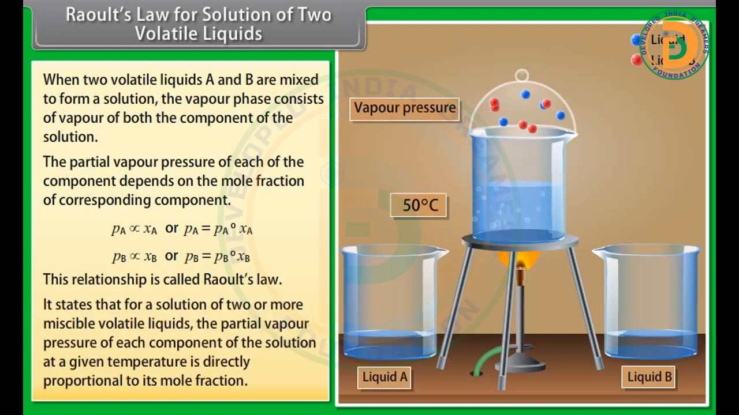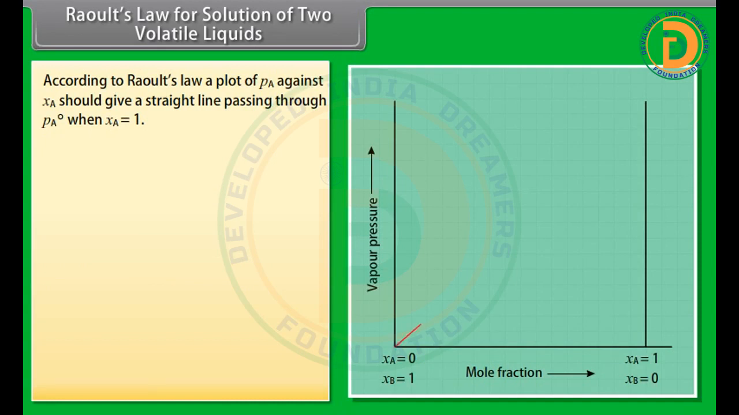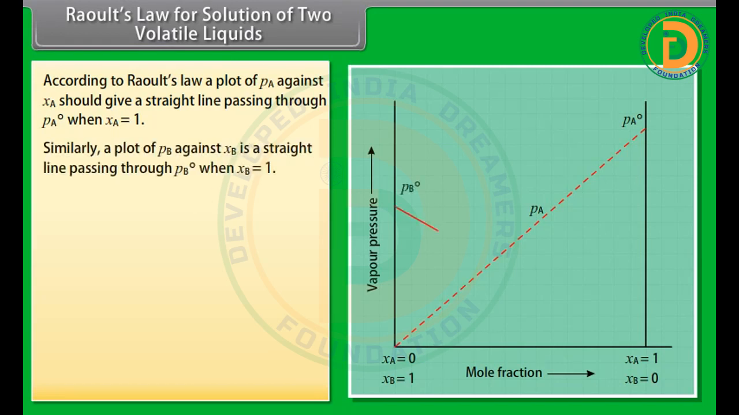It states that for a solution of two or more miscible volatile liquids, the partial vapor pressure of each component of the solution at a given temperature is directly proportional to its mole fraction. According to Raoult's law, a plot of PA against XA should give a straight line passing through PA° when XA = 1. Similarly, a plot of PB against XB is a straight line passing through PB° when XB = 1.